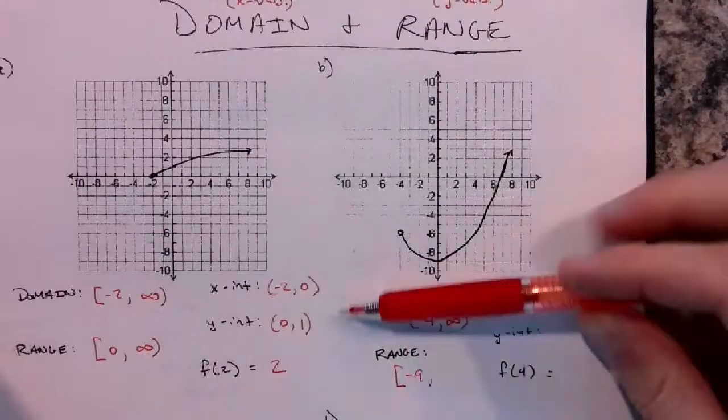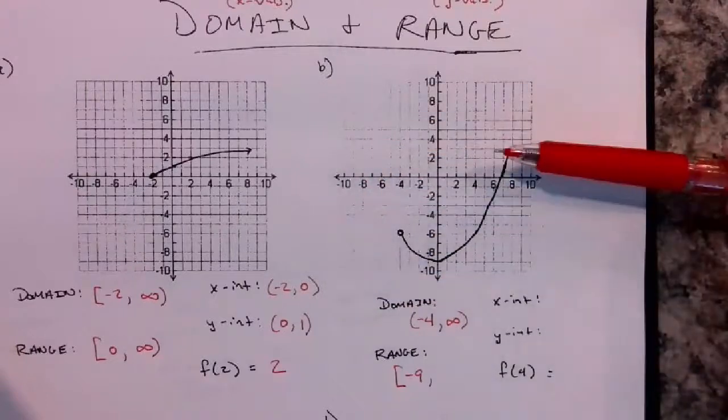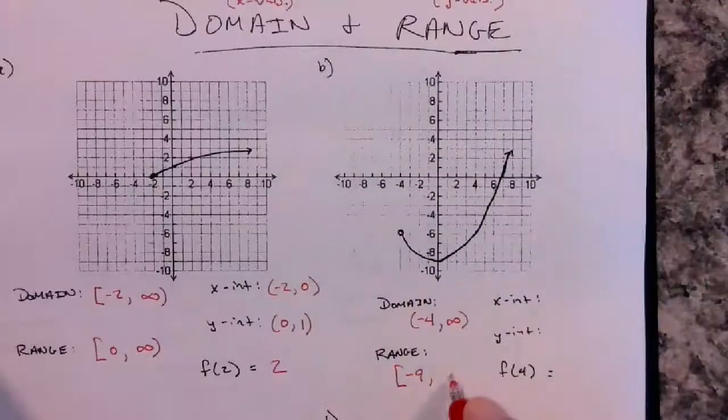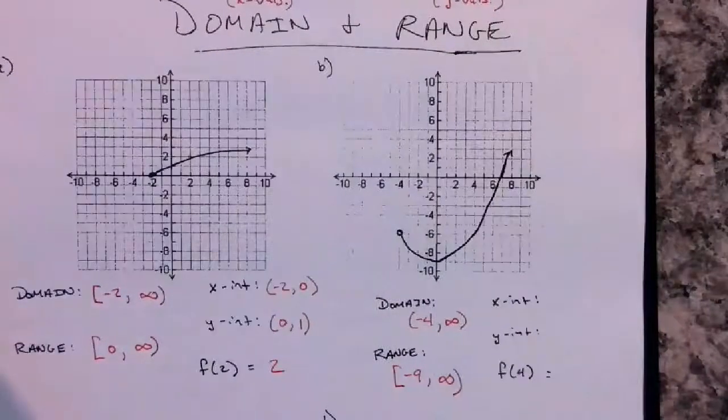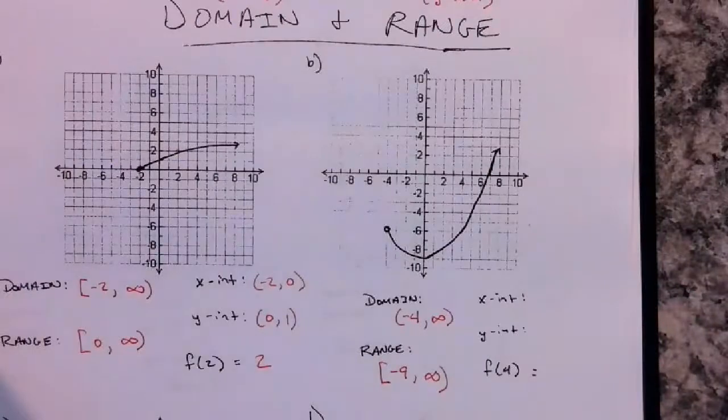And then how high up does this go in terms of the y values? Well, following this graph up, the arrow means it goes up forever, so it goes up to infinity. And then once you have that, now we can answer the questions about the x-intercept and the y-intercept.